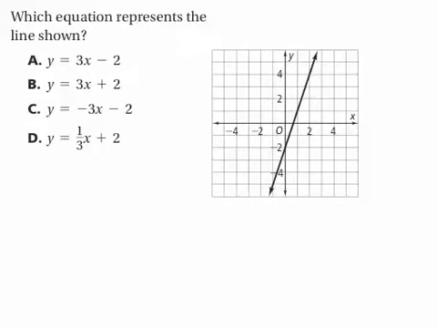And if you remember finding the slope of the line from yesterday, we need to count rise over run. Rise over run would be up 3 and to the right 1. Well, anytime we have 3 over 1, we can just write that as the whole number 3. So in this case, the answer is A, y equals 3x minus 2.